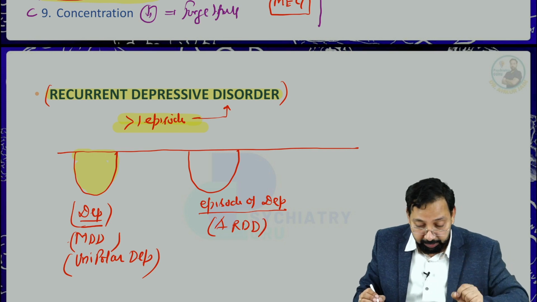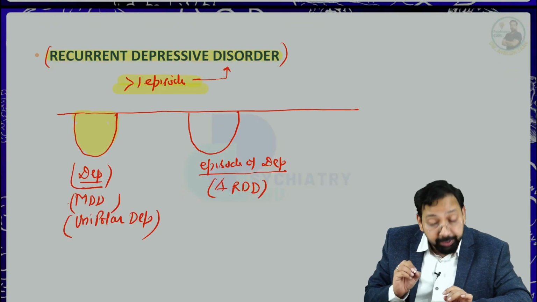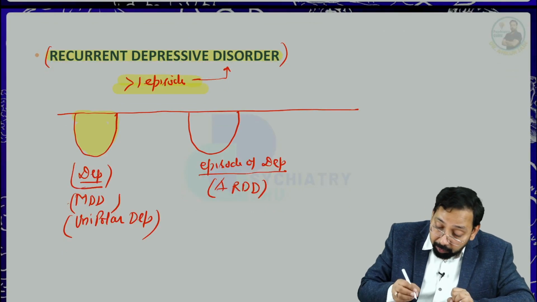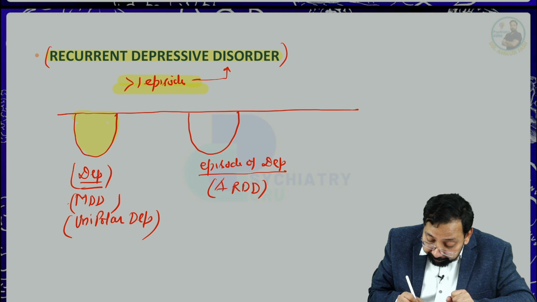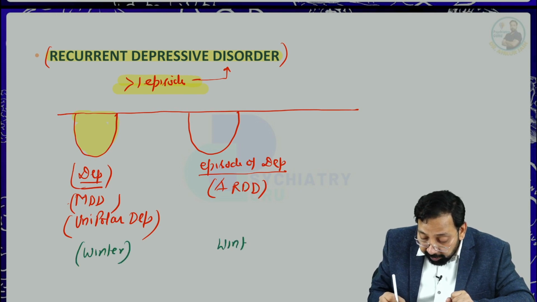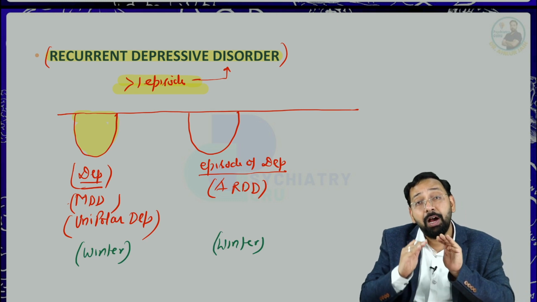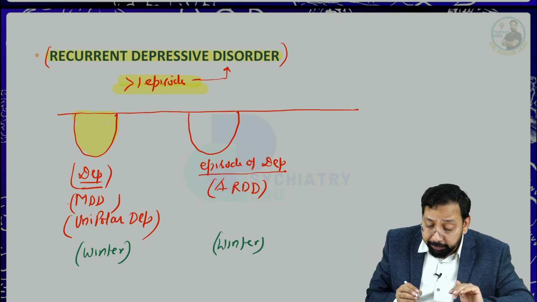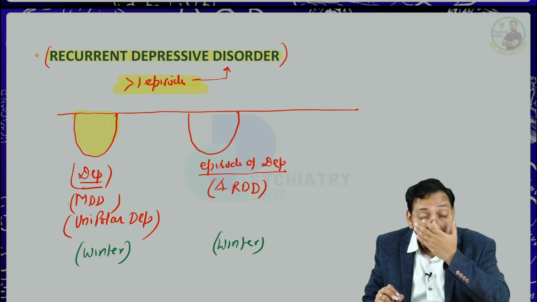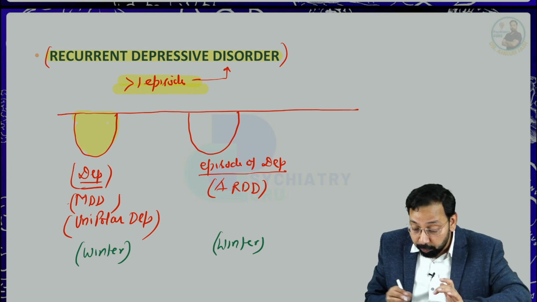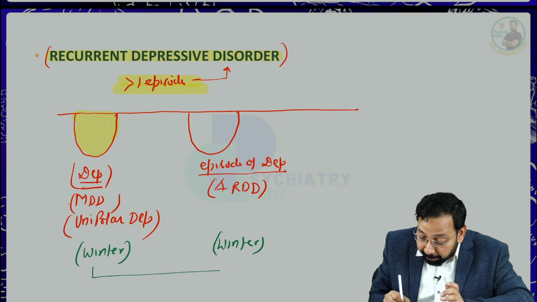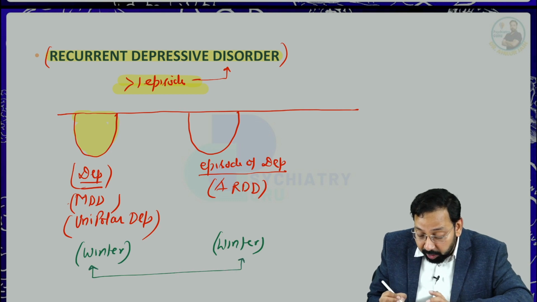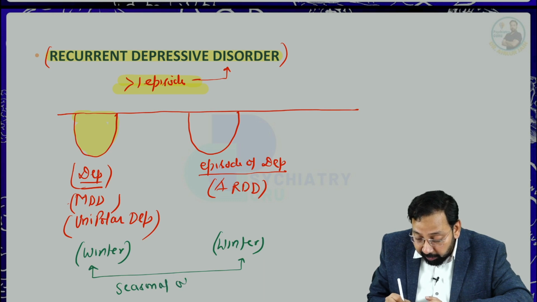The current episode is depression, and the diagnosis is recurrent depressive disorder, meaning more than one episode of depression. Now, I took the history in detail and I found that every time this depression occurs in winter. Winter means this depression is occurring in a particular season, and you know depression is a mood disorder, an affective disorder. So if an affective disorder is occurring in a particular season, it is seasonal affective disorder.